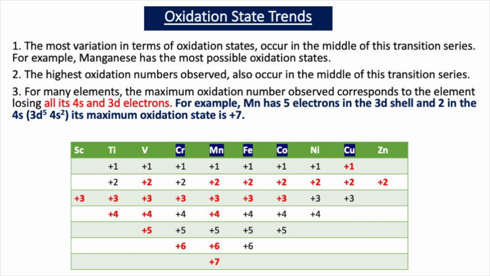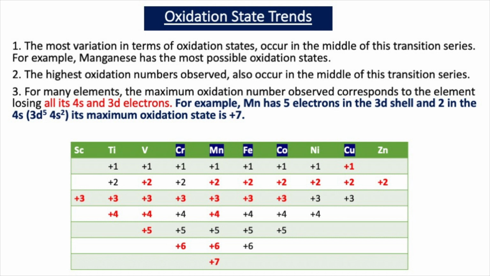Another example of this is vanadium. Vanadium has an electron arrangement that ends in 3d3, 4s2. Vanadium has 5 electrons in the 4s and 3d orbitals. Its maximum oxidation number is +5, and this corresponds to losing all its 4s and 3d electrons.